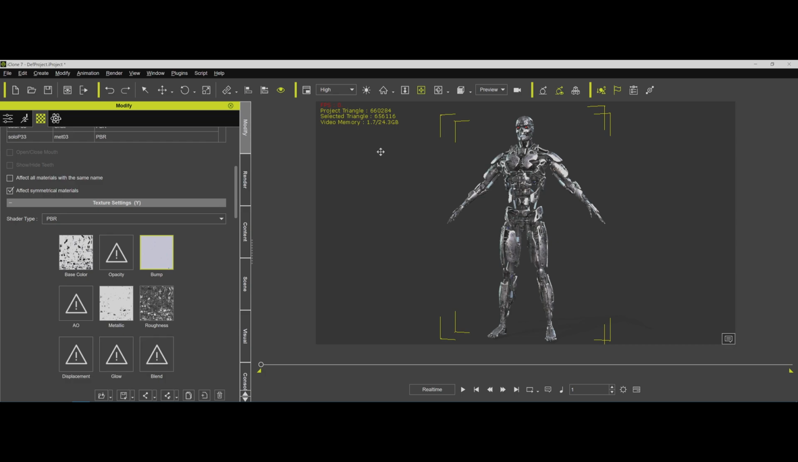I was speculating on how much it would, and I'm surprised. I think without the diffuse maps replaced, this is like 2.9 gigabytes, so now it brought it down to 1.7, so that's a significant reduction using 1K maps for all of this.